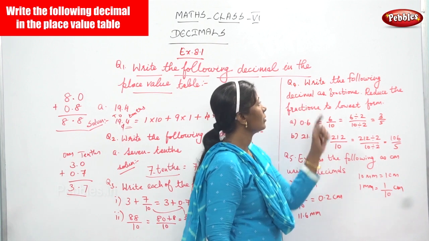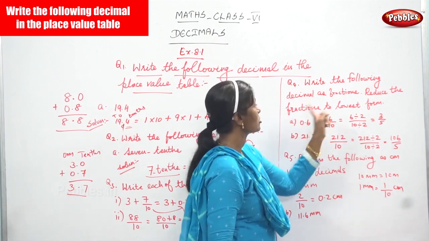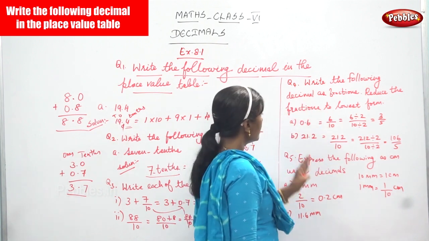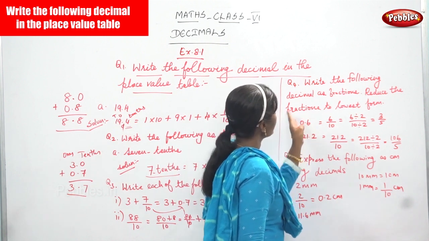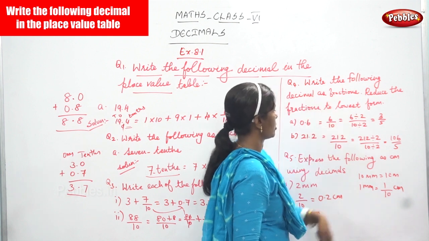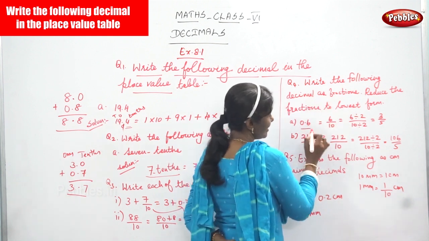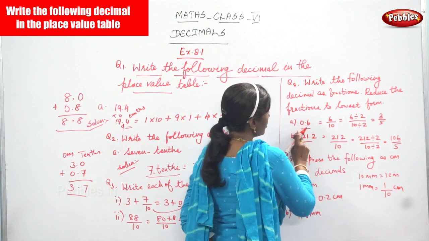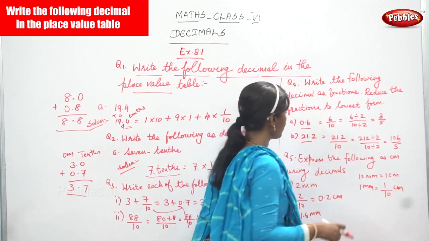And question number 4: write the following decimal as a fraction, reduce the fraction to the lowest term. That means write the following decimal as a fraction. They have given the questions in decimal form, so the decimal you have to convert into a fraction. This is the first step.